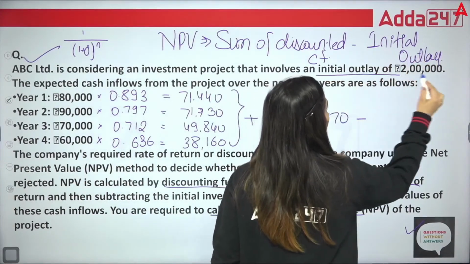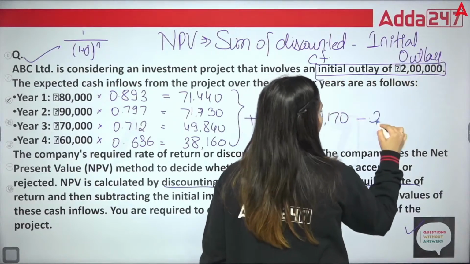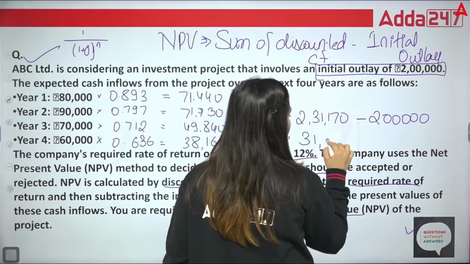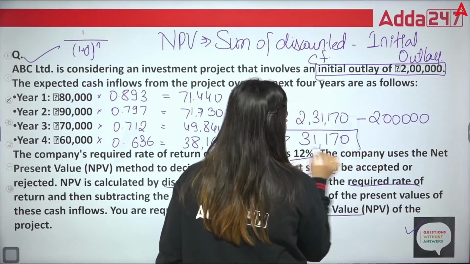And we need to subtract from your initial outlay. What is your initial outlay amount? That is 2 lakh. We are going to subtract 2 lakh. What is your correct answer? 31,170. This is your final answer.